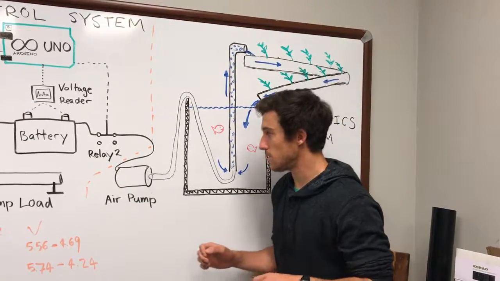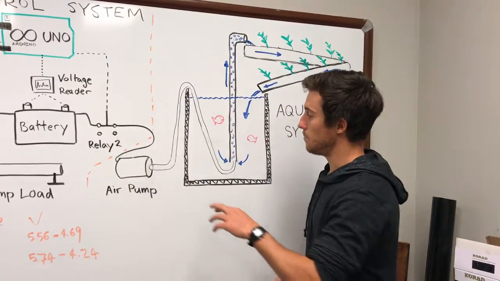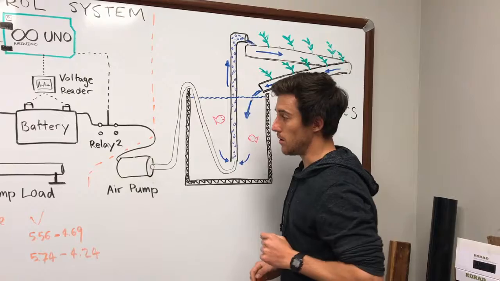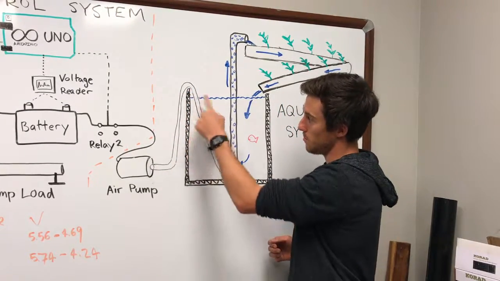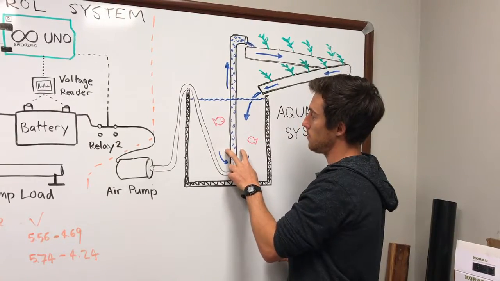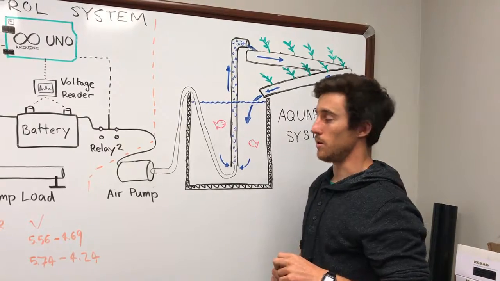So the way it works is the power from the battery powers our air pump. This is our small 3-volt air pump. The compressed air travels up through the tube to the bottom of the tube that will eventually go into our nutrient film technique aquaponic system.